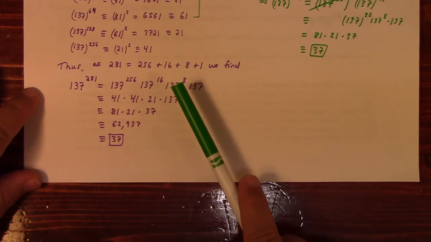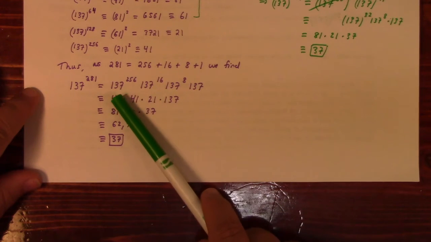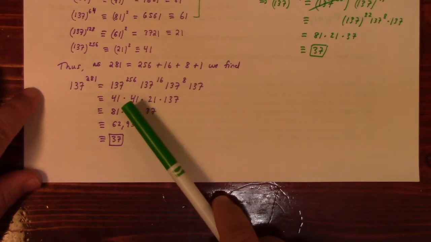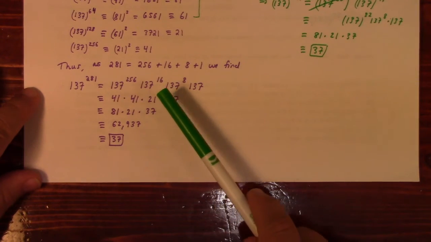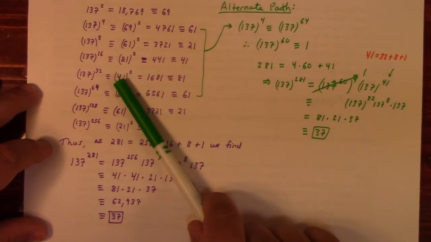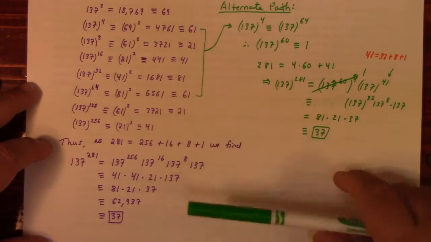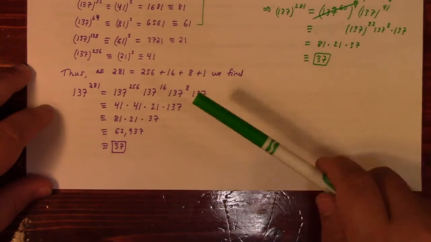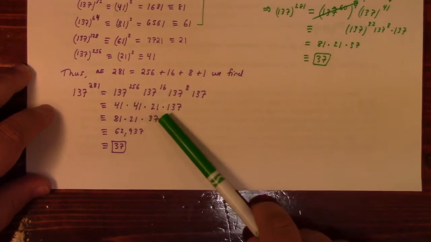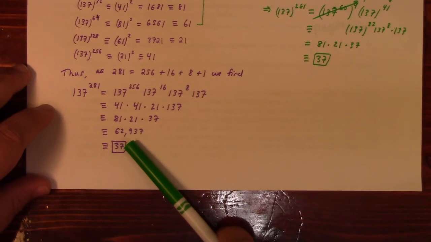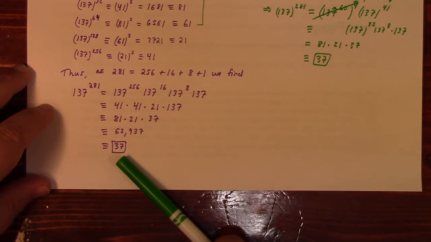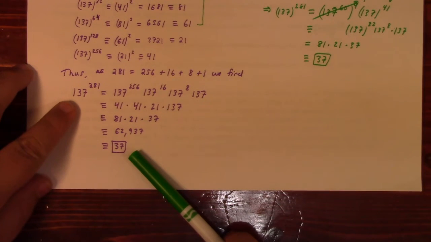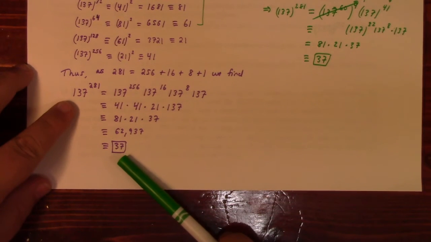And let's see here. Also, 41 times 41 was congruent to 81 in a previous part of the calculation. I knew that from up here: 41 times 41 is 81 right there. Anyway, so 81 times 21 times 37, which happens to be 62,937, which is congruent to 37. So there you go. 137 to the 281st power is congruent to 37.